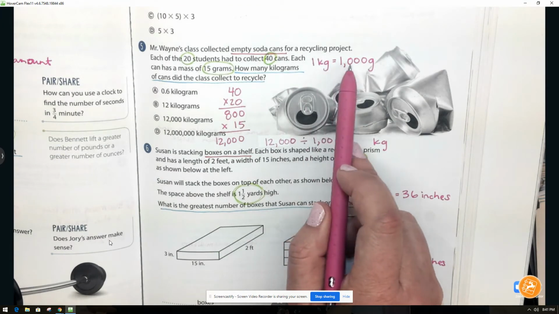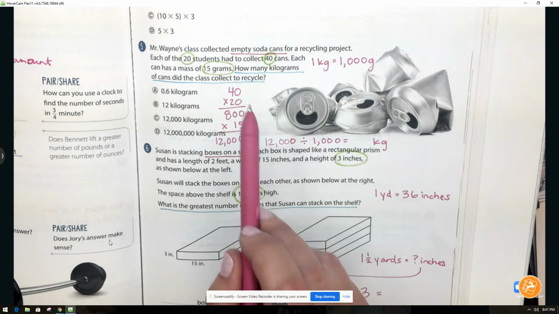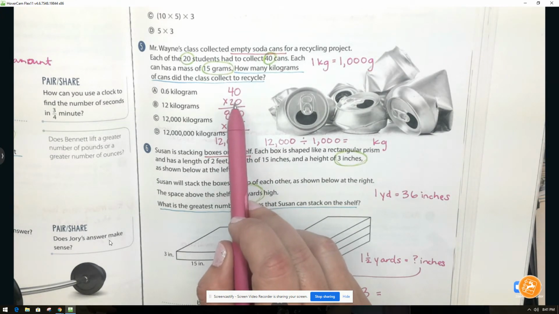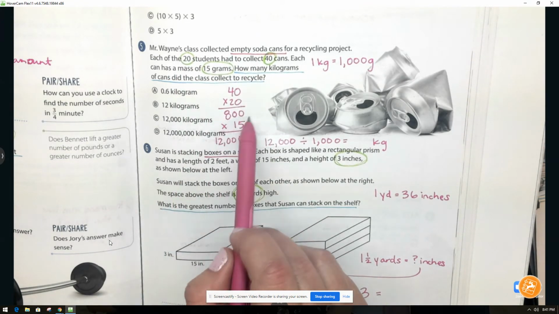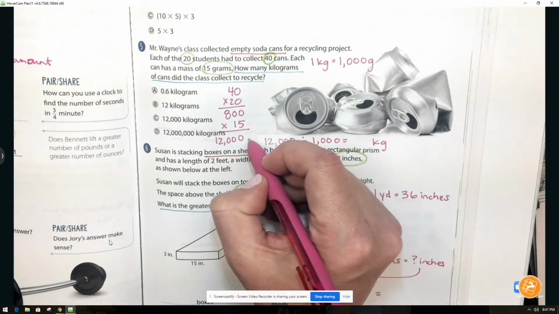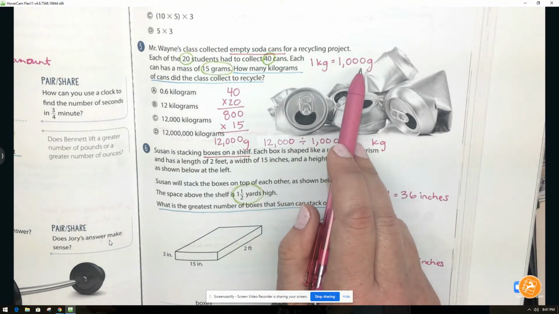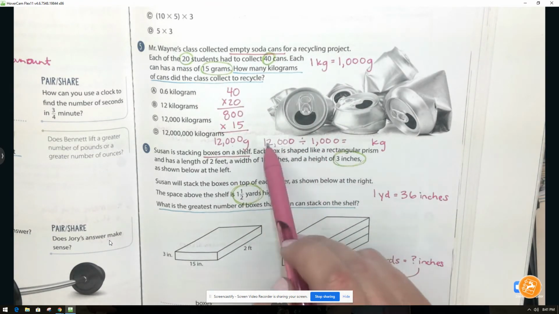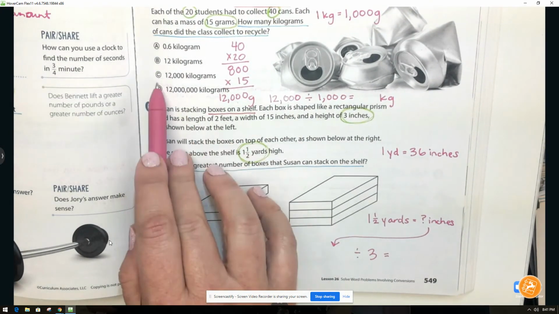So 1 kilogram is 1,000 grams. So I helped you out. I did a good portion of this for you. So we have 40 cans times 20 kids. So the class collected a total of 800 cans. Each of those cans weighs 15 grams. So this 12,000 is the number of grams that you have. You need to convert the grams to kilograms. I helped you with the majority of it. You just need to do this math here to convert your grams to kilograms, and then choose your letter.